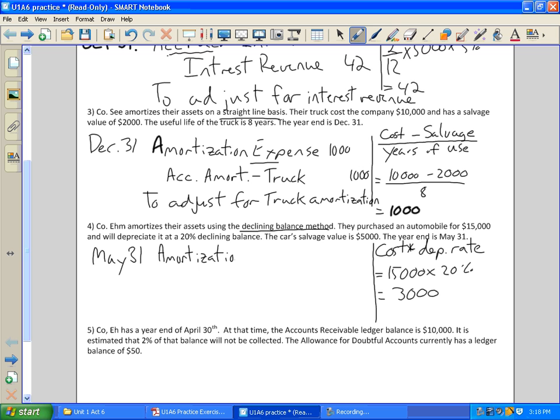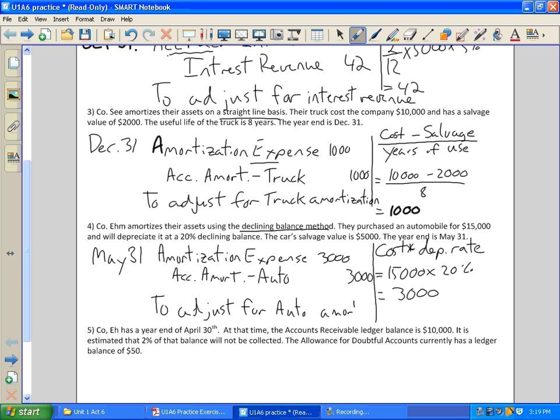Amortization expense is our debit for 3,000, and our credit is going to be accumulated amortization, and this time it's for an automobile, so we write automobile or auto, and that's a credit for $3,000 to adjust for auto amortization. And it's getting a little tight down there.